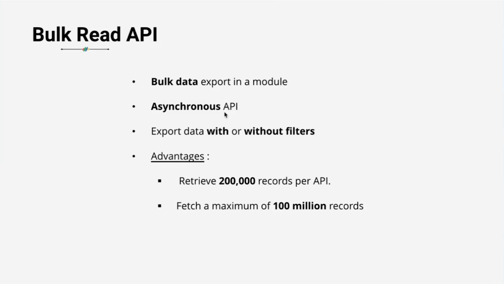Another advantage of using bulk read API is that, because you're dealing with a large volume of data, there is a possibility that you might want to filter out your records. So bulk read API also supports exporting data with or without filters. Like I said, you can retrieve up to 200,000 records per API call using this bulk read API, and you can fetch a maximum of 100 million records using this API.